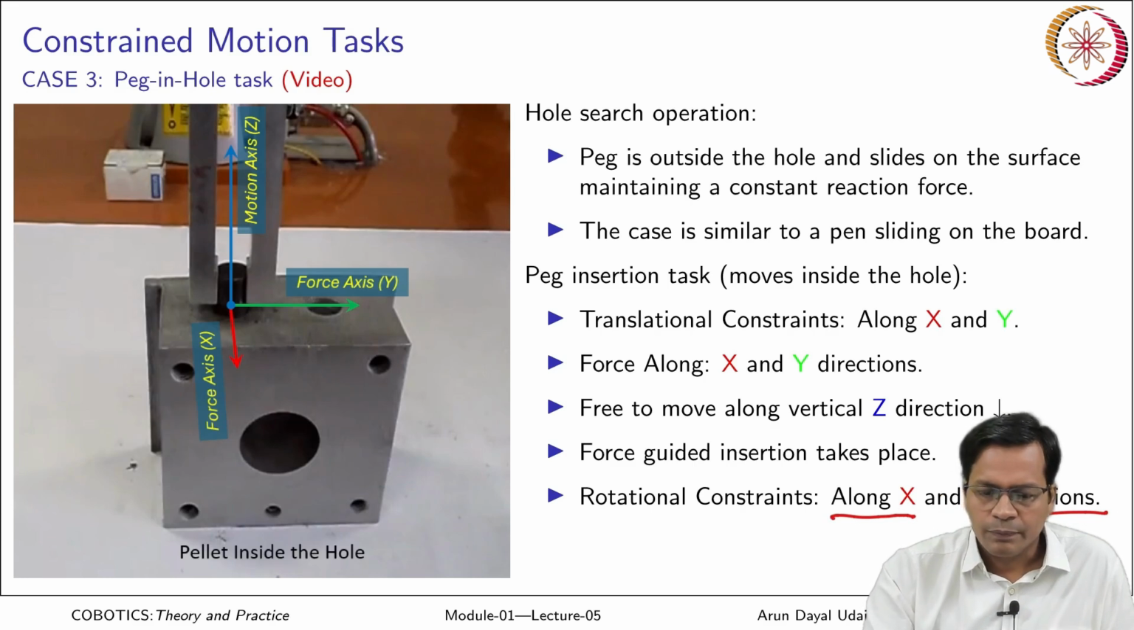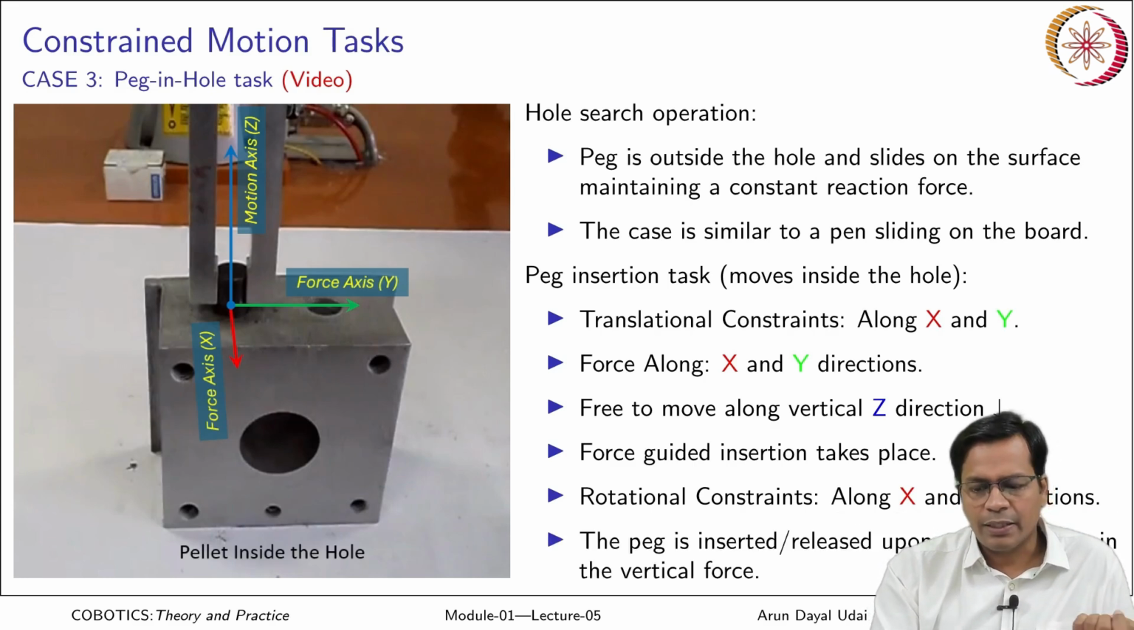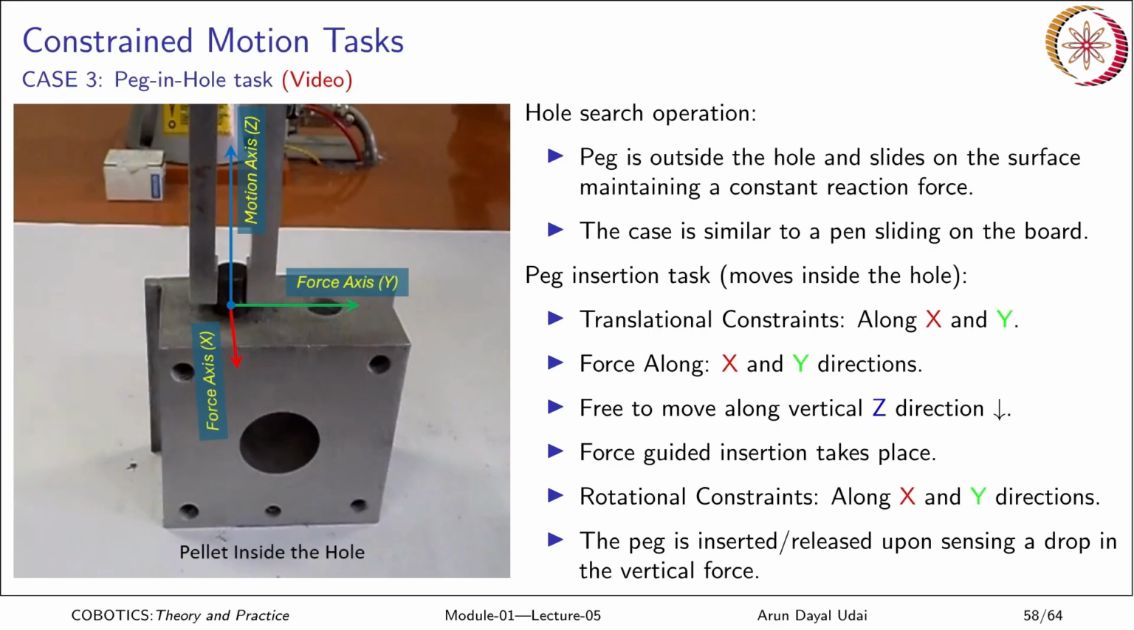Okay. So, the peg is inserted and released upon sensing a drop in vertical forces. How does it know actually? It has reached the hole. Actually, it continuously senses the z direction force. There is a sharp change in the force value as soon as it gets to the hole, okay, and it drops it or it pushes it in.